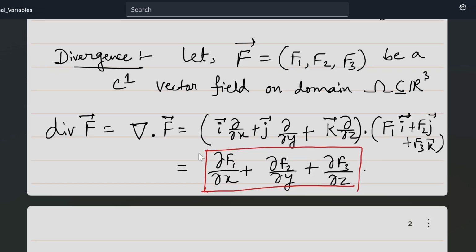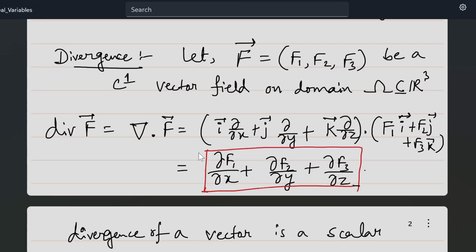Okay, so what does it mean? Gradient of a scalar is a vector. Divergence of a vector is a scalar because it is a number, right? Del f1 del x plus del f2 del y plus del f3 del z. This is a number. It has only magnitude. So divergence of a vector is a scalar.